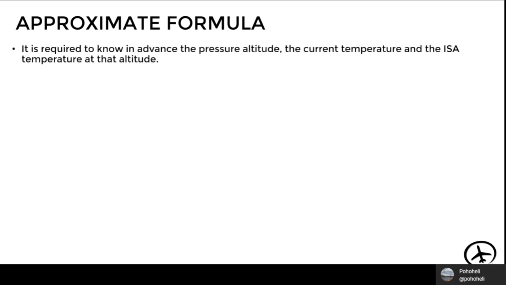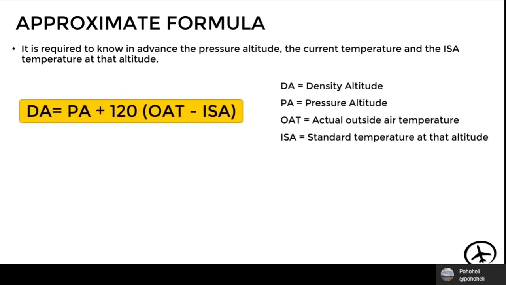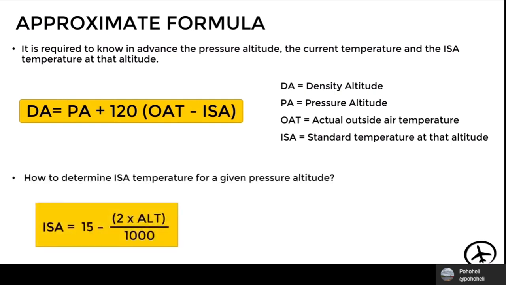To use it, it is required to know in advance the pressure altitude, the current air temperature, and the standard temperature at that altitude. This means that here we have an additional step, since we have to determine the standard temperature at the corresponding pressure altitude. Which, as we will remember from previous videos, can be done by means of this other formula. Let's see a practical example.